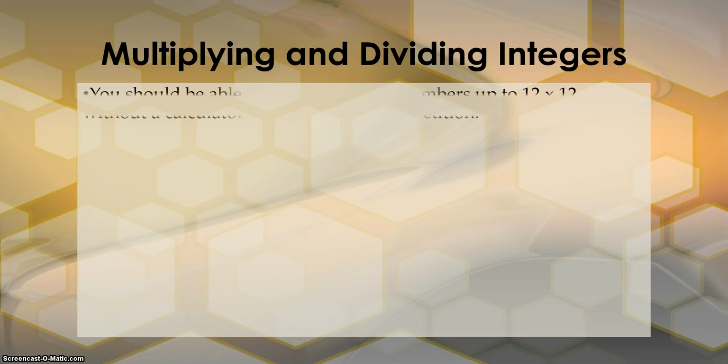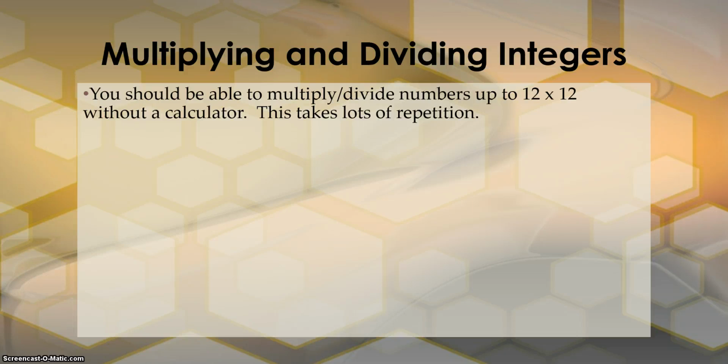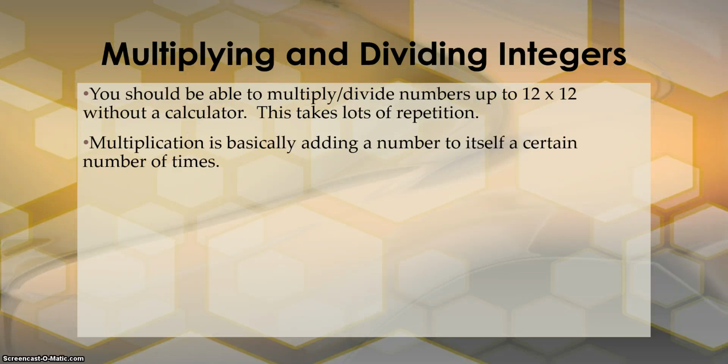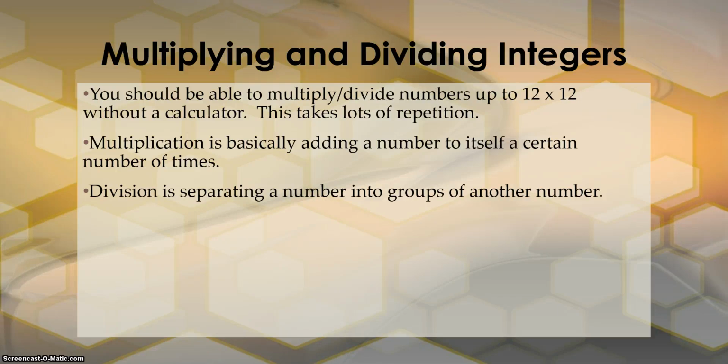Now, when multiplying and dividing integers, you should be able to multiply and divide numbers up to 12 times 12 without a calculator. This takes lots of repetition and practice. Multiplication is basically adding a number to itself a certain number of times, where division is separating a number into groups of another number.